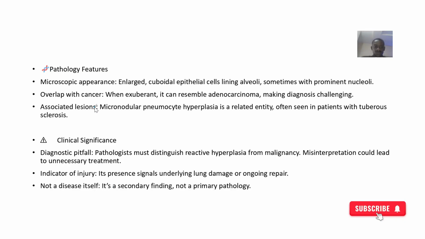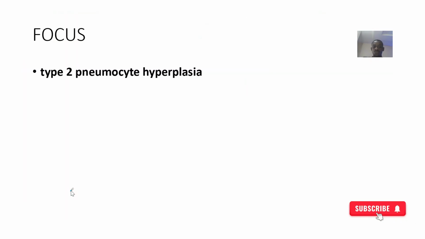Pathology features: under the microscope you see enlarged cuboidal epithelial cells lining the alveoli, sometimes with prominent nucleoli, which tells you there is hyperplasia. Sometimes it can overlap with cancer, so diagnosis is basically pathology. You send some tissue to the lab to pinpoint it. It's an indicator of injury and not really a disease itself. When you see it, you have to check what is actually causing the issue. So that's what we have for type 2 pneumocyte hyperplasia.